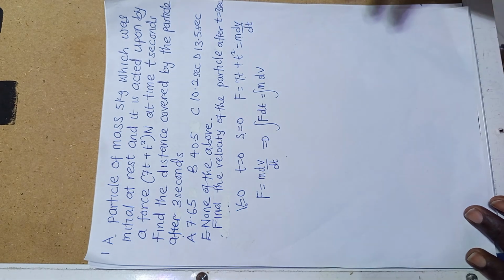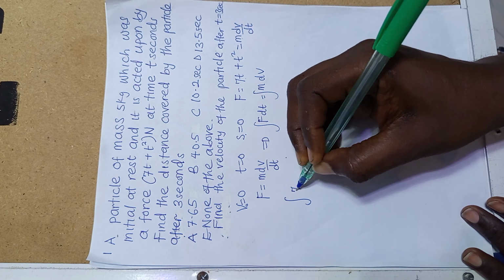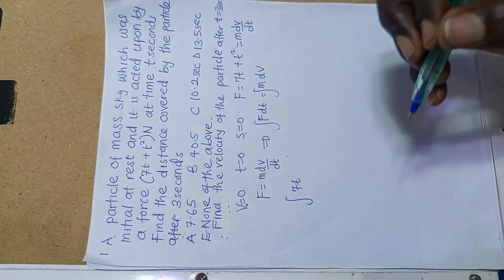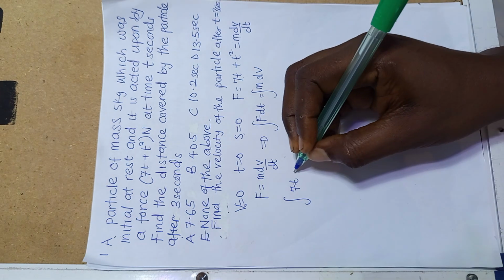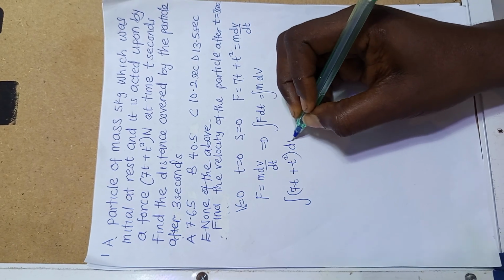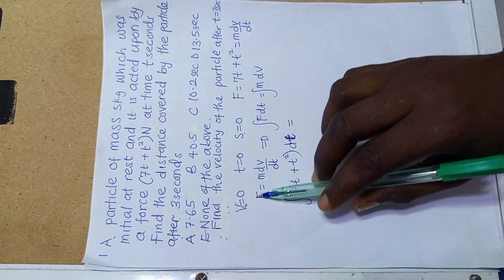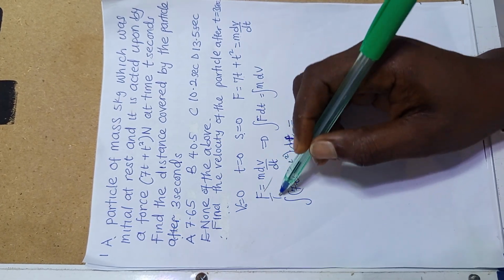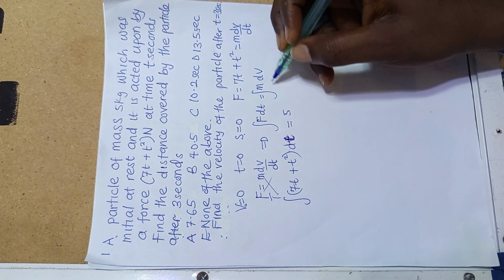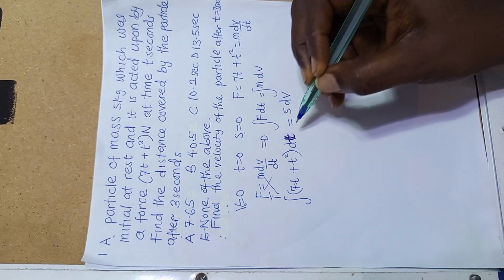Now, first of all, we put in our value for F: (7t plus t squared) dt is equal to M dv. Now we cross multiply, so this will be mass, which is 5, times dv. So now let us integrate.